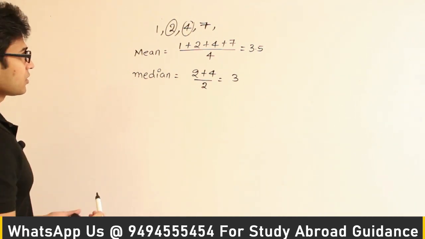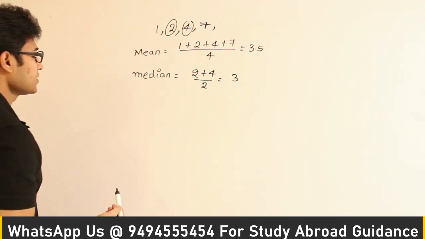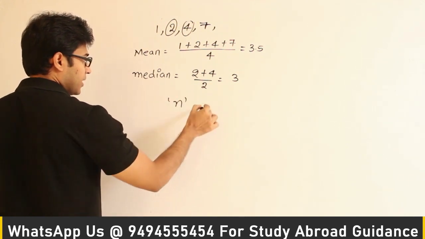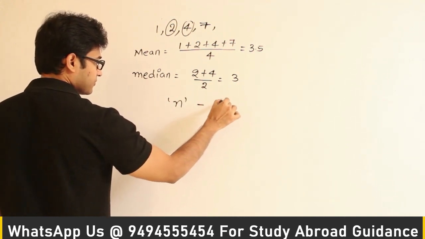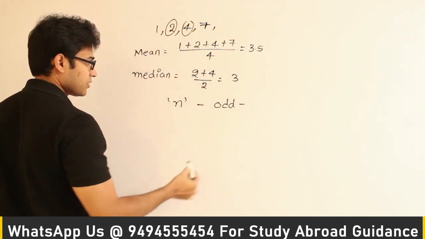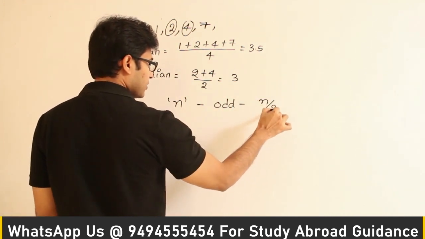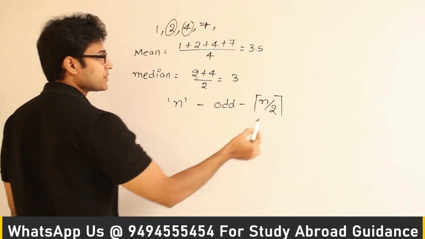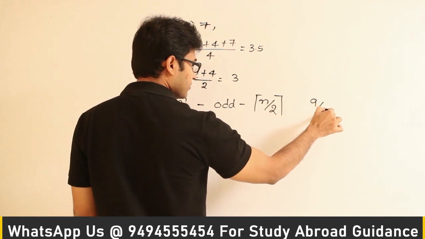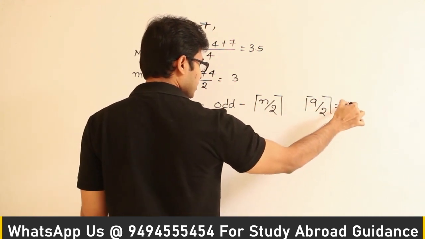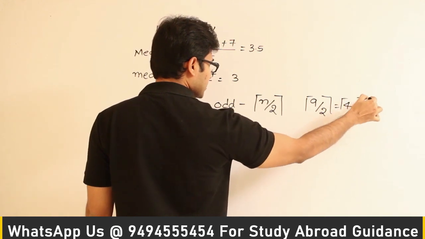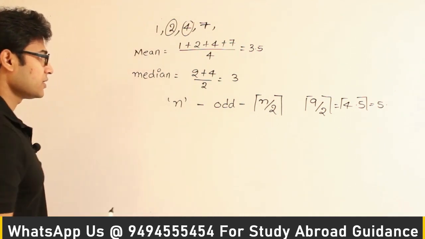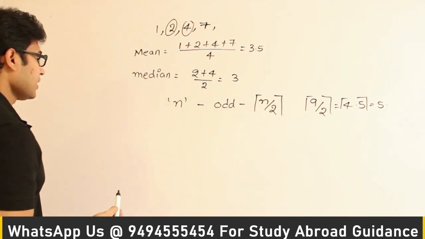Now how to work it out in a general sense is, if the number of readings is n, and if n is an odd number, then you can find n by 2 and take the ceil, right? Which means in case it would have been 9 by 2 and take the ceil, which is nothing but 4.5 ceil, which is 5. So in case you had 9 elements, then the 5th element is the median, right?